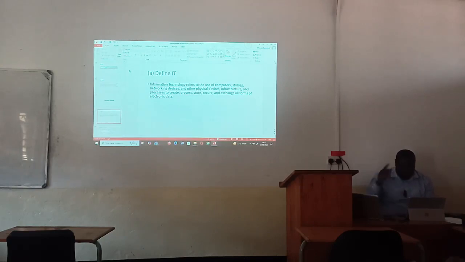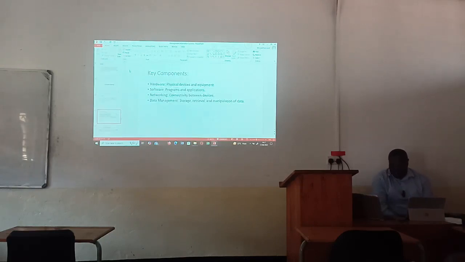So, what are the key components of the computer? So you have hardware, software, networking, and data management. Okay? Hardware, these are the physical parts of a computer. That is what is referred to as hardware.